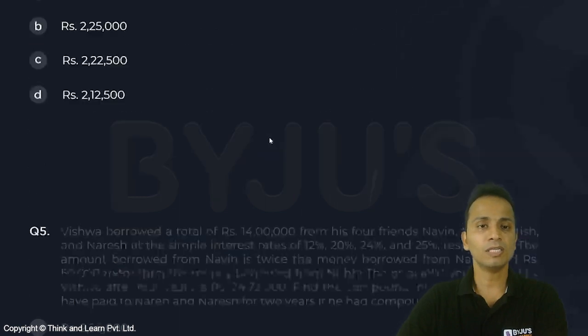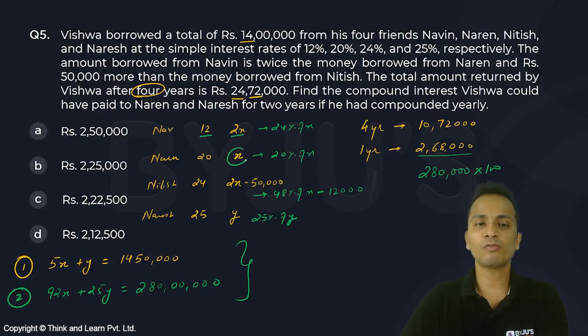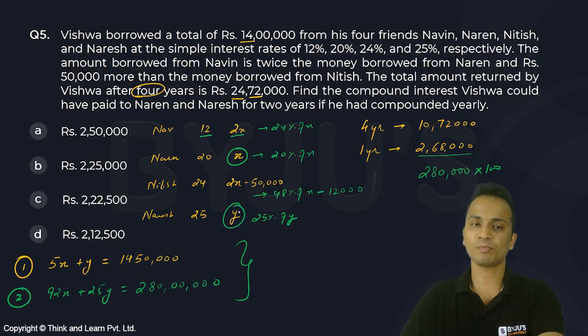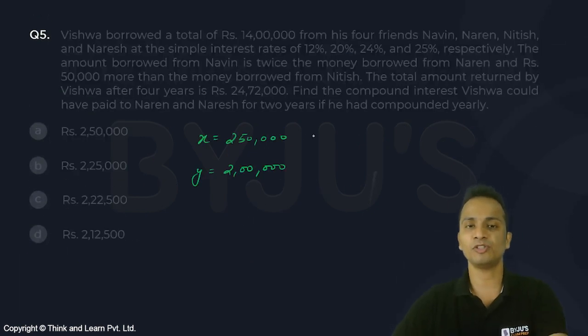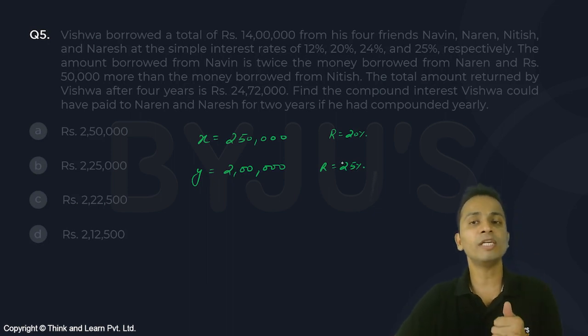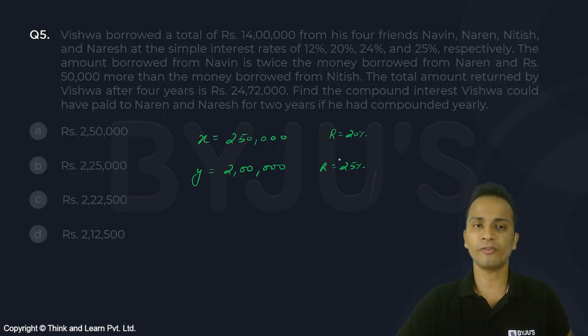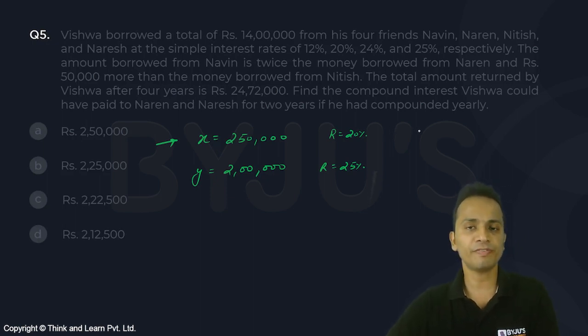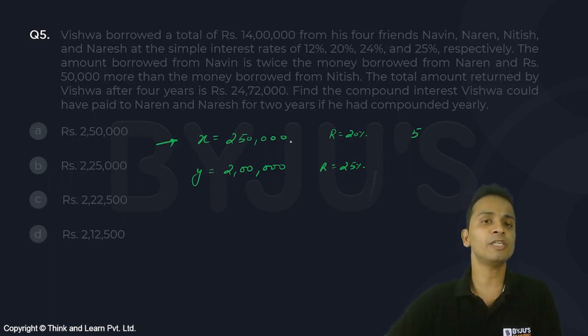The amount borrowed from Naren was X and from Naresh was Y. These are the values of X and Y only. The rate of interest for Naren is 20% and for Naresh 25%. The money is borrowed for 2 years compounded yearly, and we have to find the interest. For the first value, X is the principal and the rate of interest is 20%, so the interest for the first year will be 20% of 2,50,000.